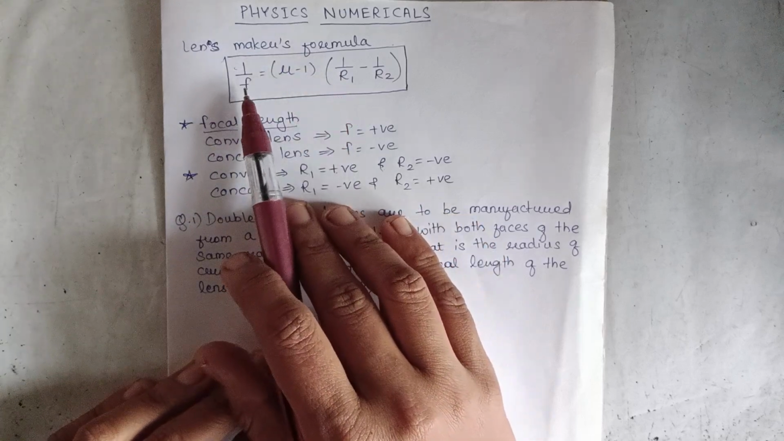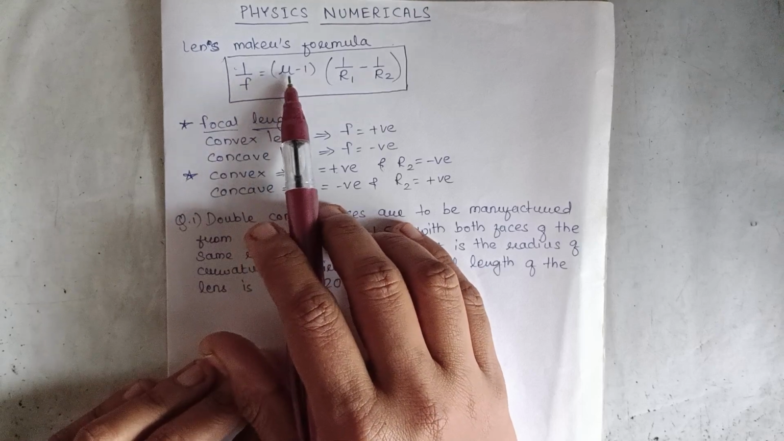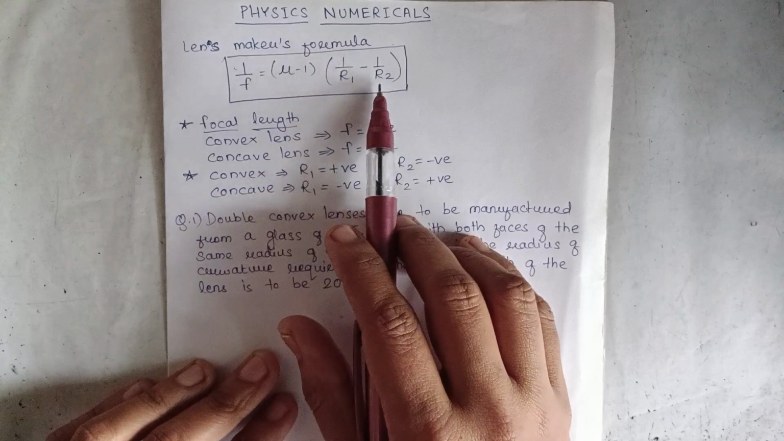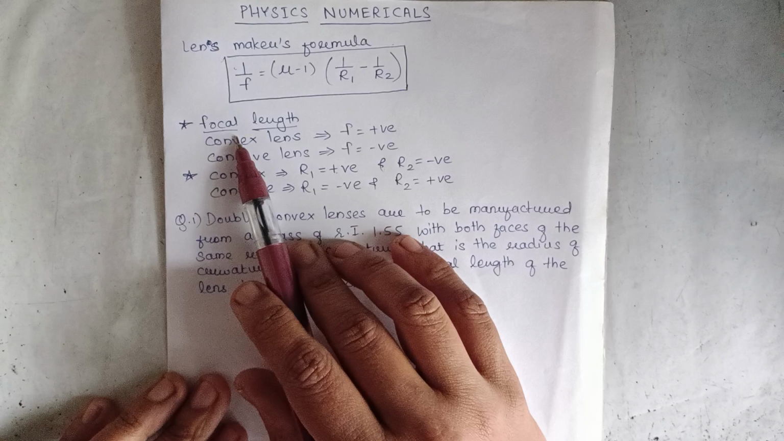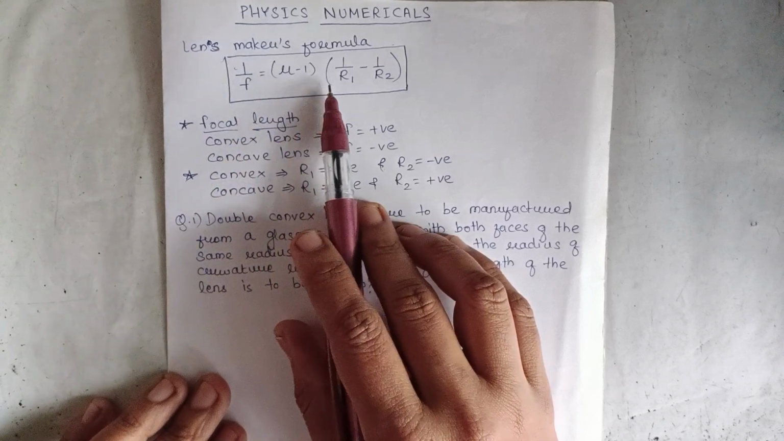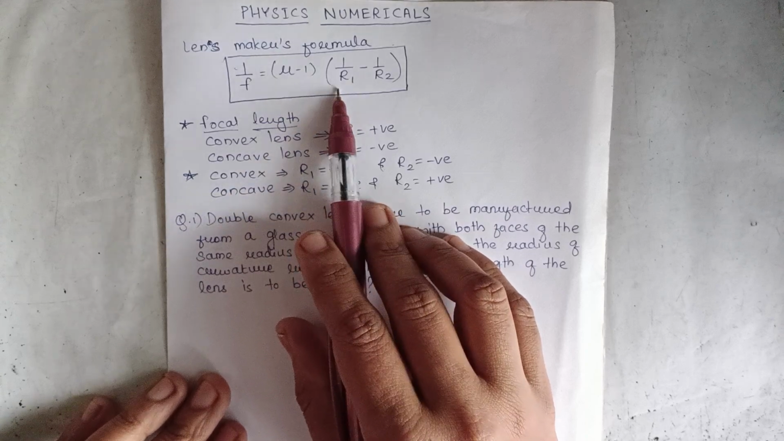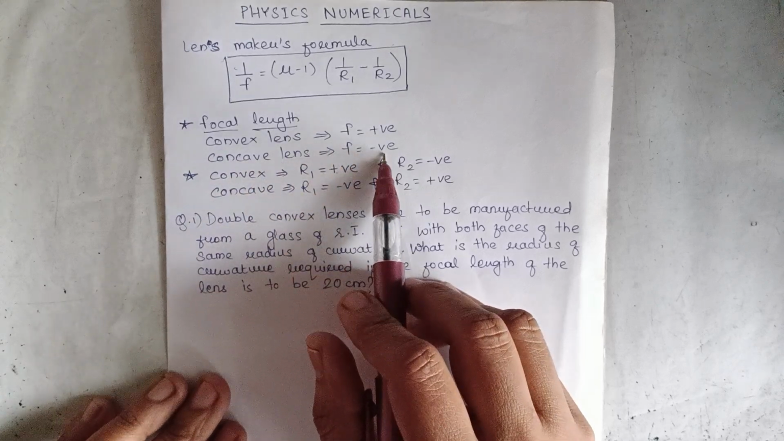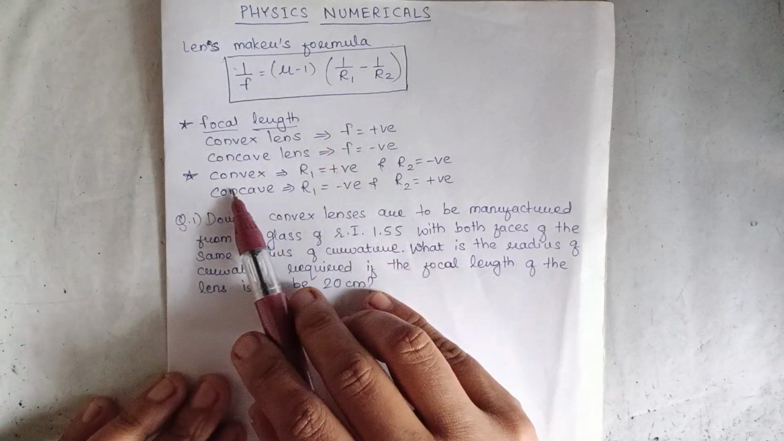For focal length, 1 upon f is equal to (mu minus 1) into (1 upon r1 minus 1 upon r2), where mu is the refractive index and r is the radius of curvature. This lens maker's formula is also applicable for a concave lens. When you take a concave lens, focal length is negative, and when you take convex, it is positive.